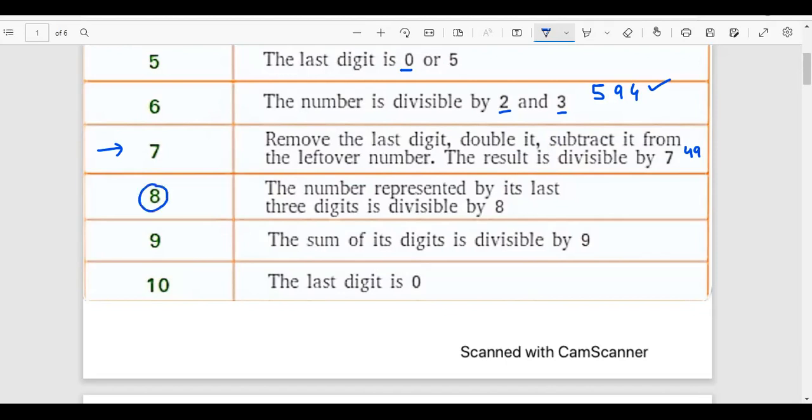8. The number represented by its last 3 digits is divisible by 8. Acha. For example, let's talk about a 4-digit number. Let's say 40640. Just for example, the number represented by its last 3 digits is divisible by 8. You need to check the last 3 digits. If the last 3 digits are divisible by 8, then this entire number would be divisible by 8.